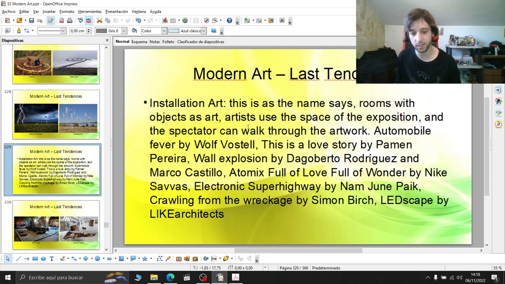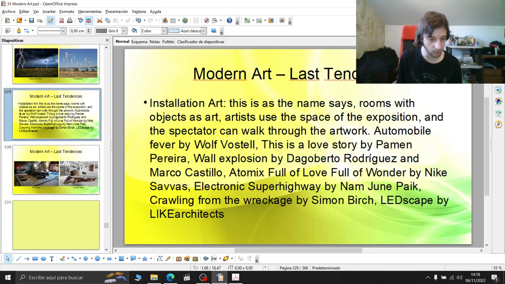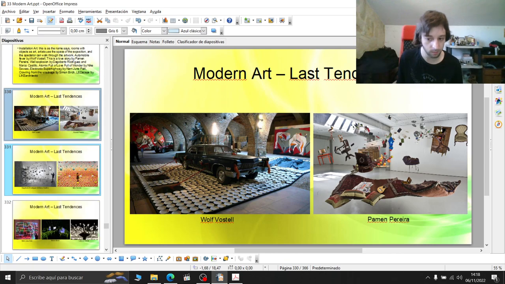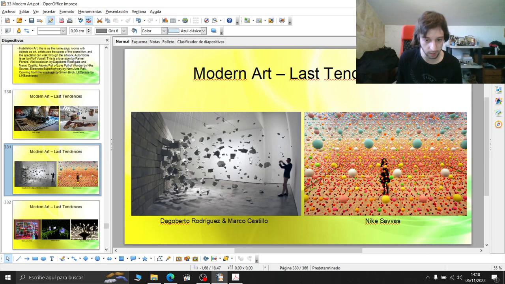Installation art, this is as the name says, rooms with objects as art. Artists use the space of the exposition and the spectator can walk through the artwork. Here are just different examples. This one is very cool.